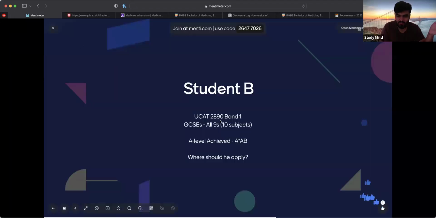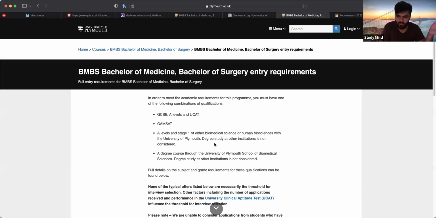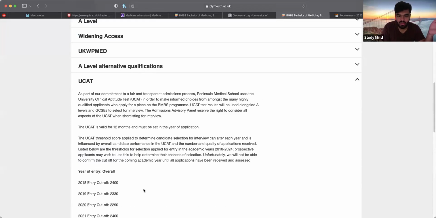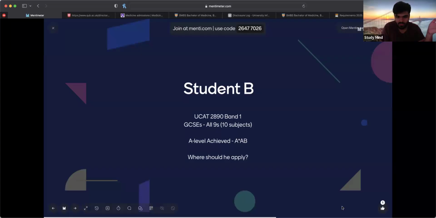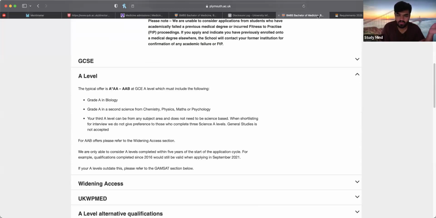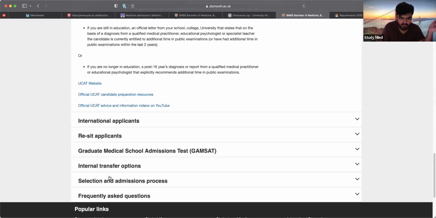Exeter, maybe perhaps Exeter do prefer people with more A stars. I'll come back to that in a moment, but in terms of the actual chances, it's still quite good with the UCAT score. Plymouth do in fact accept a third A level, and that can be B sometimes over here. I'm just checking. We are only able to consider A levels completed within 5 years of the start of the application, right?